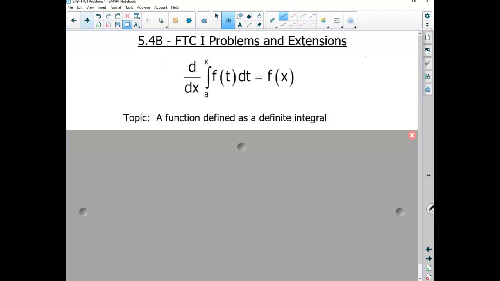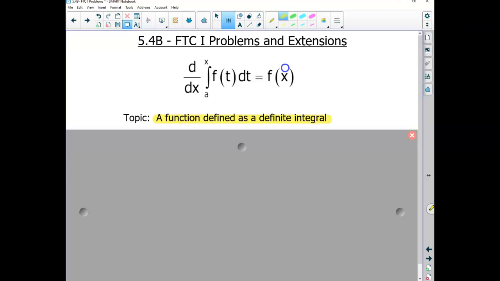So today's big deal is that we're going to be looking more at Fundamental Theorem Part 1. And Fundamental Theorem Part 1 is really the understanding that the derivative of the antiderivative gets me back to where I started. It's kind of working in circles, and it seems kind of really weird and super confusing. It is a function defined as an integral, what we will be talking about today, and it is a big topic.